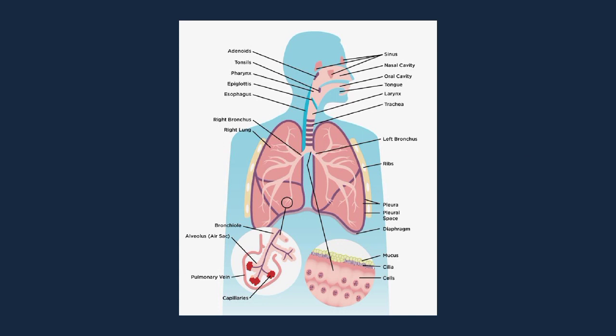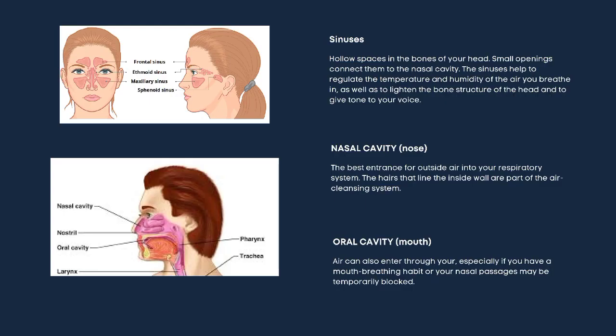Parts of the respiratory system. The first part of the respiratory system is the sinuses. They are hollow spaces in the bones of your head, and small openings connect them to the nasal cavity. The sinuses help to regulate the temperature and humidity of the air you breathe in, as well as to lighten the bone structure of the head, and they are responsible for giving tone to your voice.